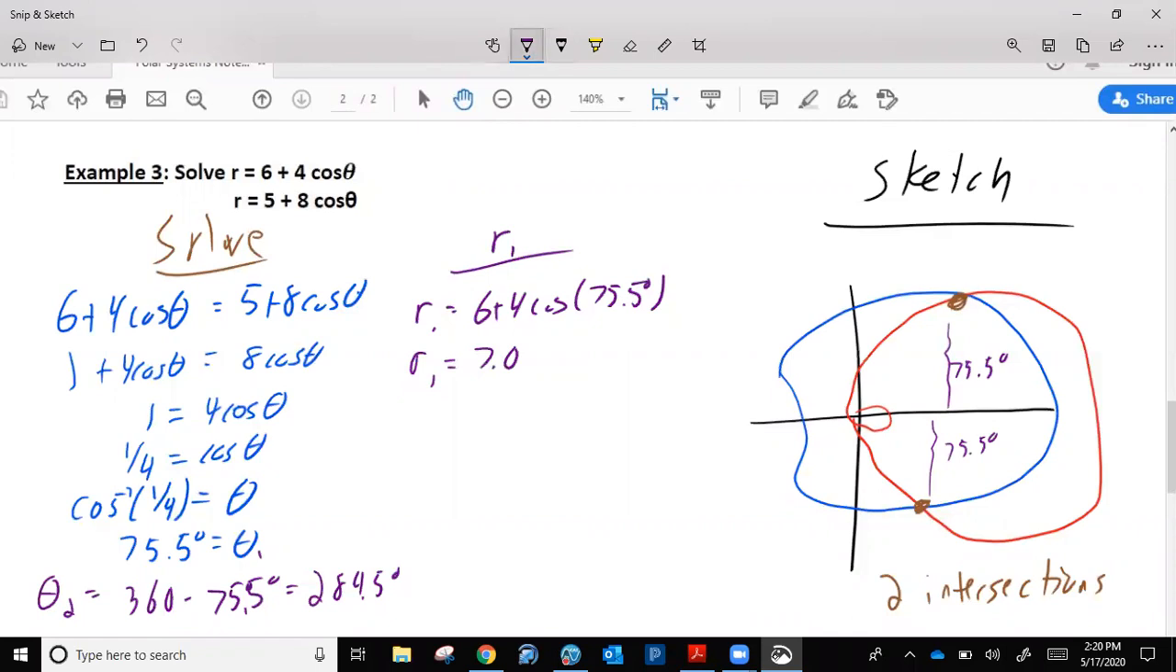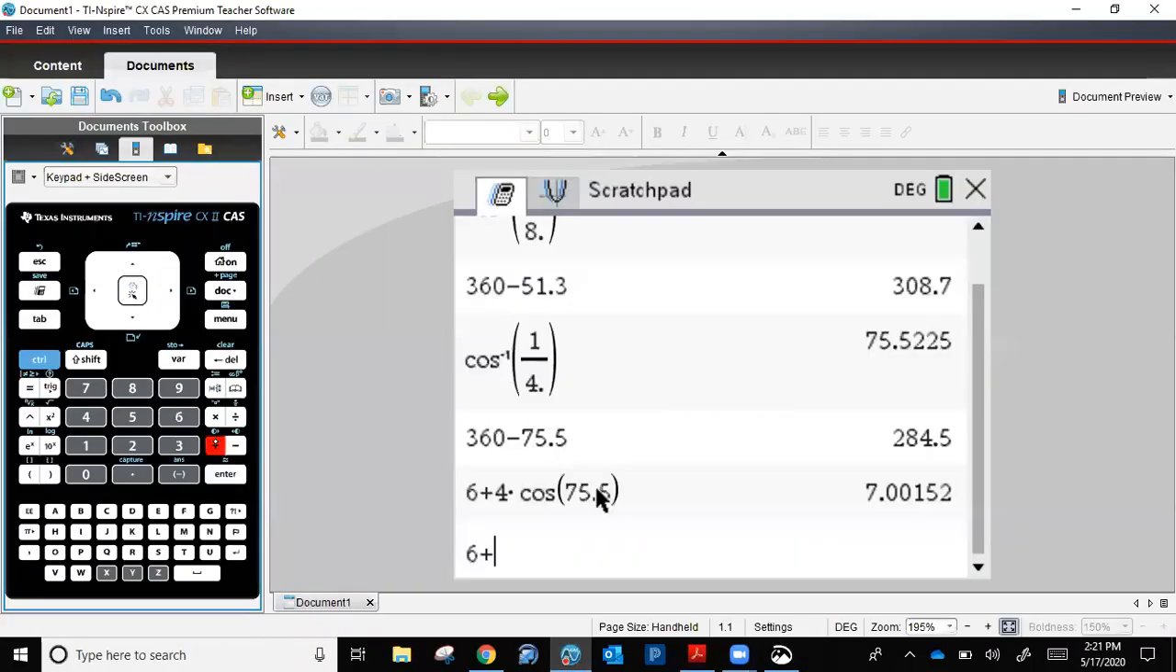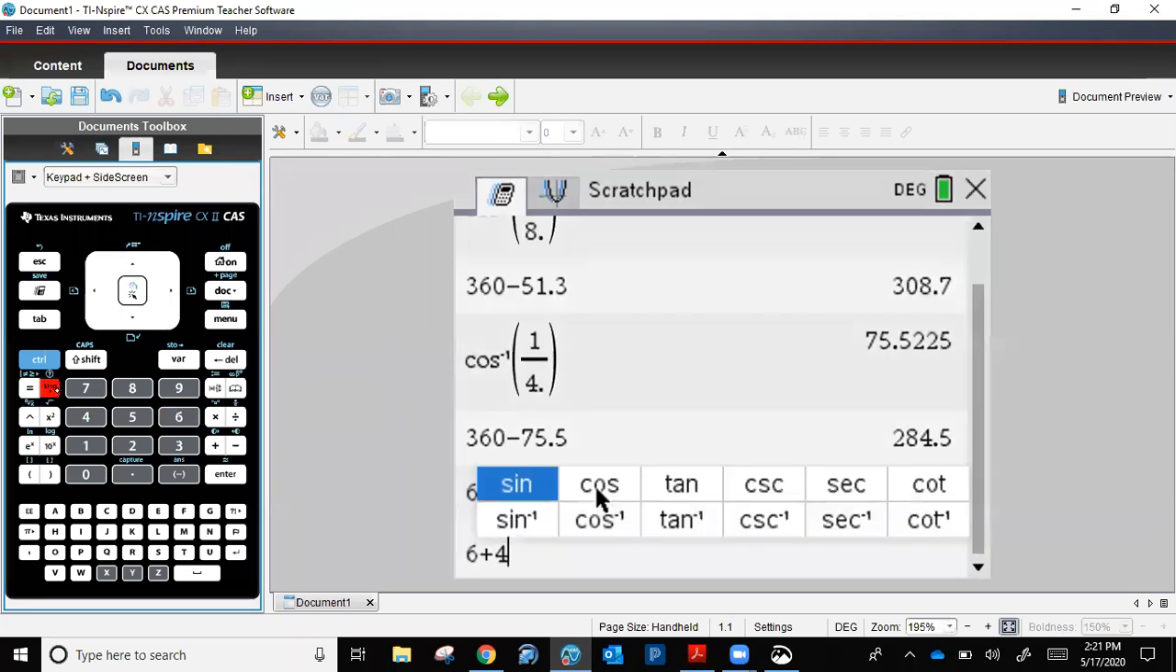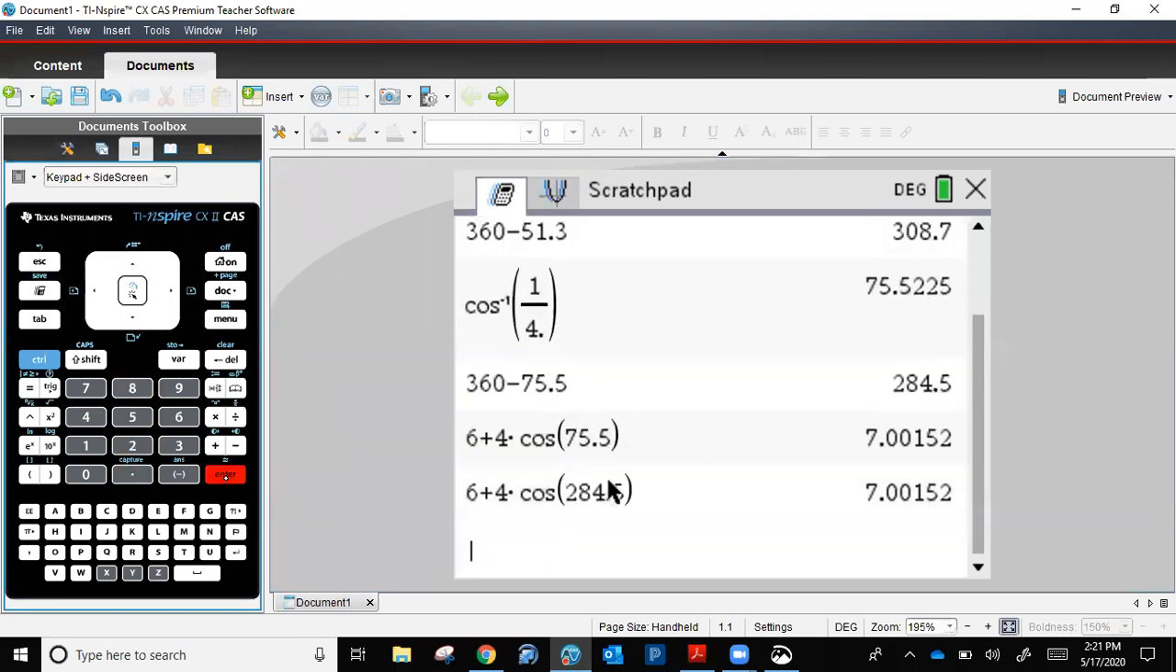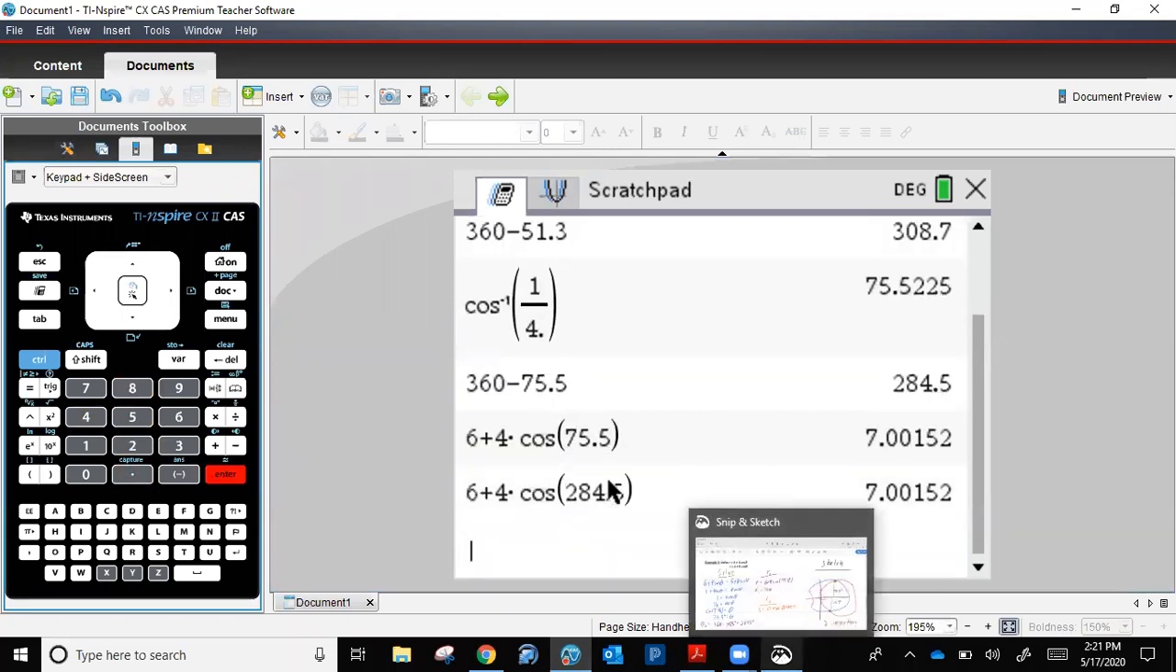And I really should try the second one. And again, just like in substitution elimination for X, Y problems, once you have answers, it doesn't matter which equation you plug back into. So either one of these will work. We go 6 plus 4 cosine of 284.5. We're going to get the same answer because of the nuance of this problem. Again, about roughly 7.0.